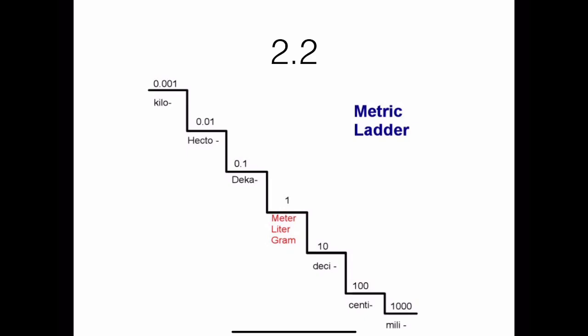So this is our metric ladder, and this is a way to look at how we can convert from one metric unit to another. This is a good visual to have with you on a test, for example, if you're using notes to try to remember how to convert from one thing to another. But what this is telling us is starting at our base unit, the meter, the liter, the gram, whatever we decide to use for our base unit, we're looking at how the prefix compares to that base unit.